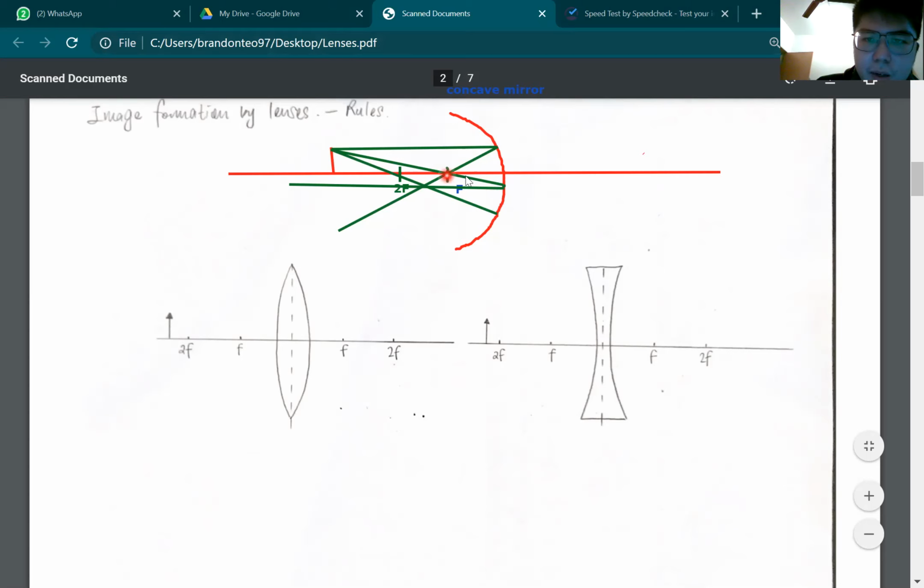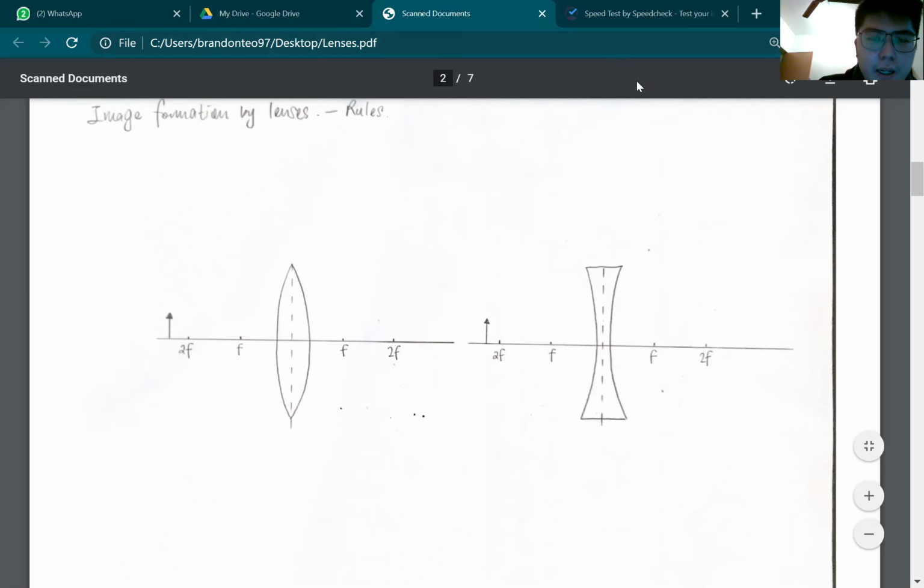你看这个三个 line 反弹回来。Now, 如果你 sketch light ray for lens 的话是你的 light ray must pass through, okay? Because the lens is transparent, light can pass through, all right? Now, let's sketch the first one. The first one on the left is convex.